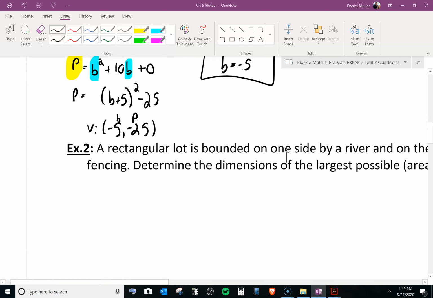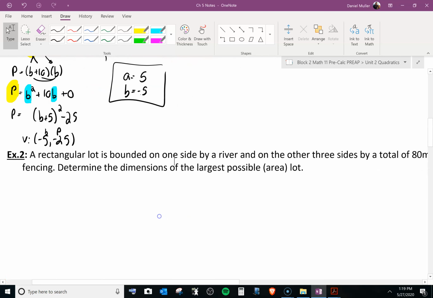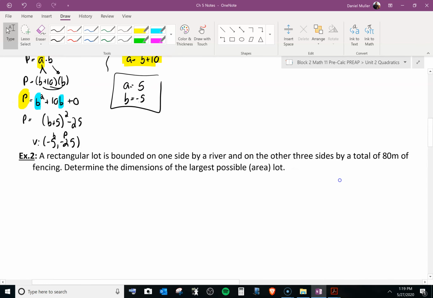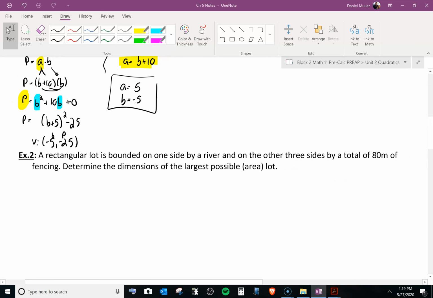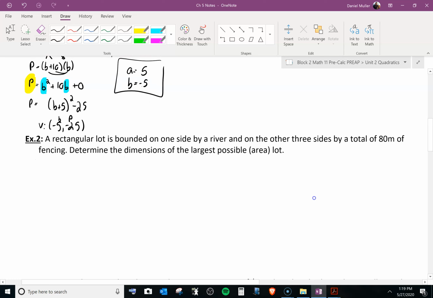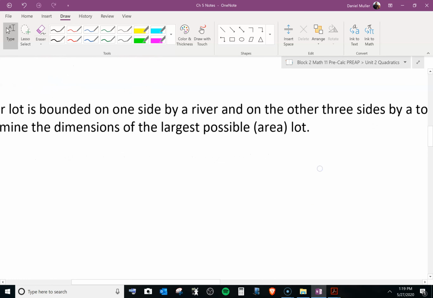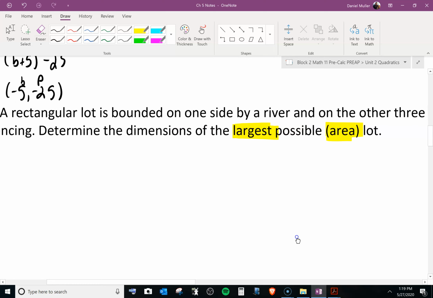All right. Example 2. A rectangular lot is bounded on one side by a river and the other 3 sides by a total of 80 meters of fence. Determine the dimensions of the largest area. The largest area, we're finding the maximum again. So we're finding max and min. That's what the title is called.